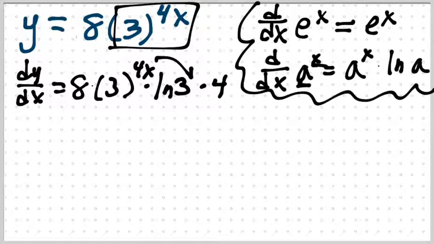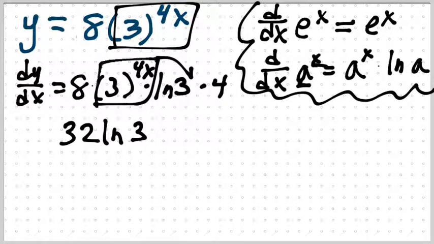So, notice the original function appears in the answer, ln of 3, times the derivative of the exponent, which is 4. I have 3 constants here. They're here, here, and here. Those are all numbers. 8, duh, 4, duh, ln of 3. Less obvious, but it's some constant decimal. So I'm going to combine those all together. That's 32 ln of 3.